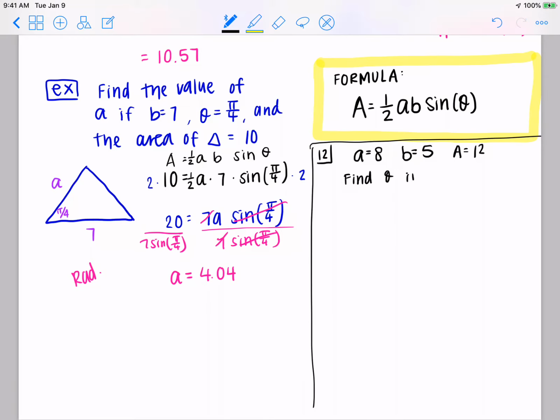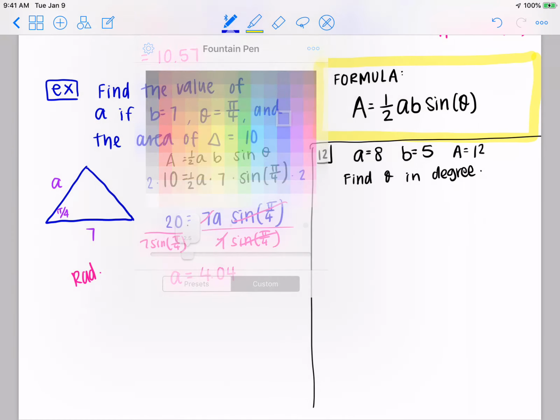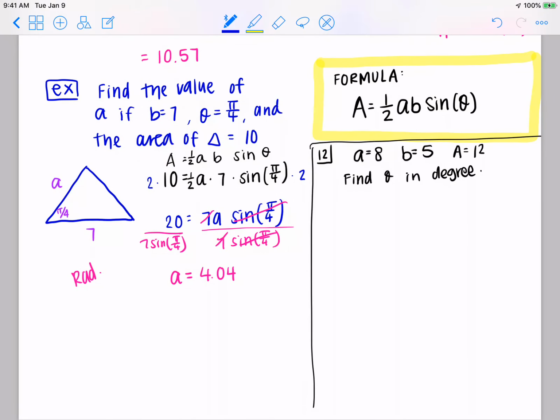Find theta in degree. Okay, so make sure you change your calculator back in degree form and substitute everything in the formula. That's all you gotta do, okay? So we got 12, we got our 8, and we got our 5. Everything else did not change. We still have our equal sign, 1/2, and our sine theta.